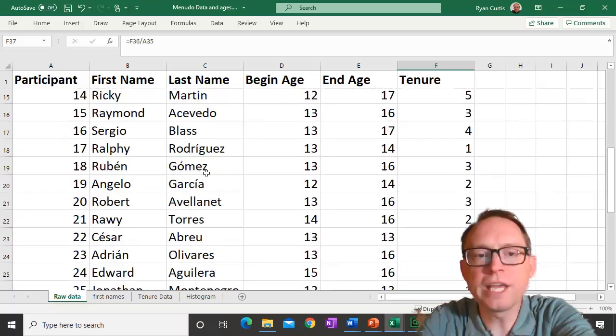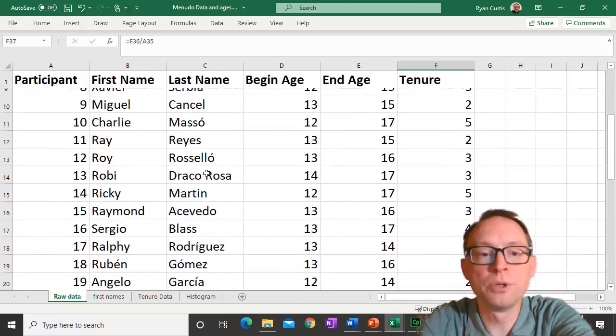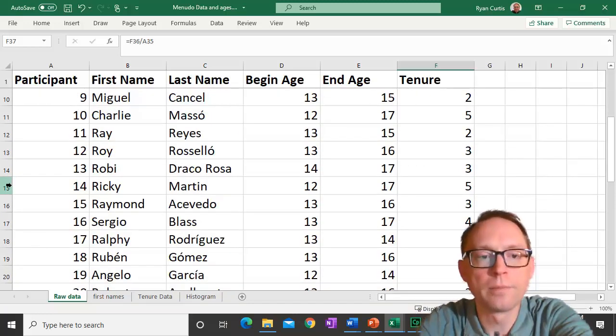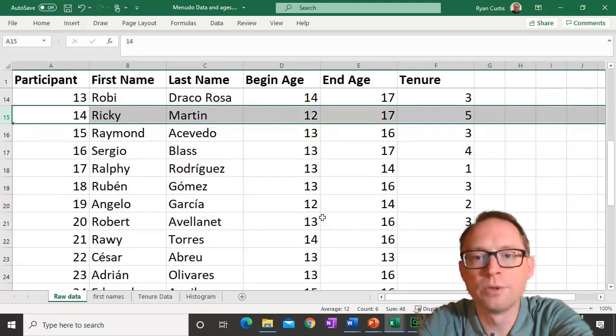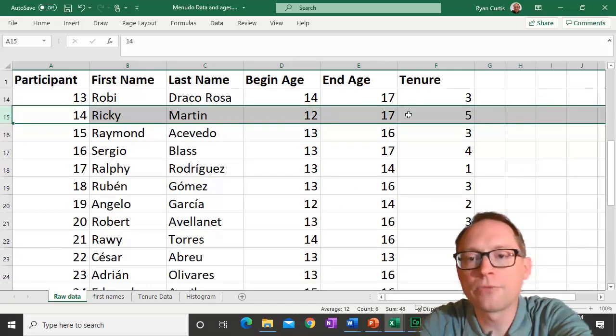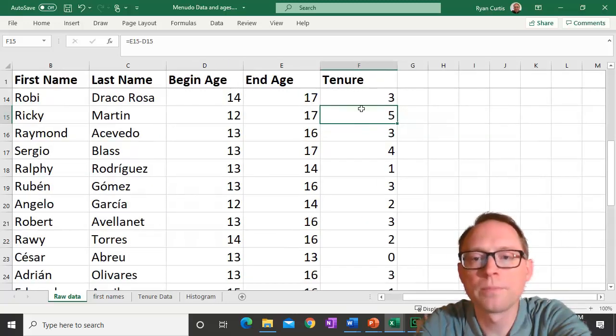Now, a deviation is just for one person. The most famous member of Menudo was Ricky Martin, right here, participant number 14. And look, Ricky Martin had a tenure of 5 years. He was in the band for 5 years. So I'll move this over just a little bit. Ricky Martin was in for 5 years.